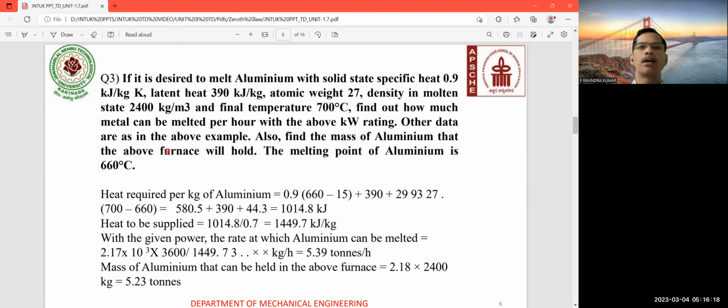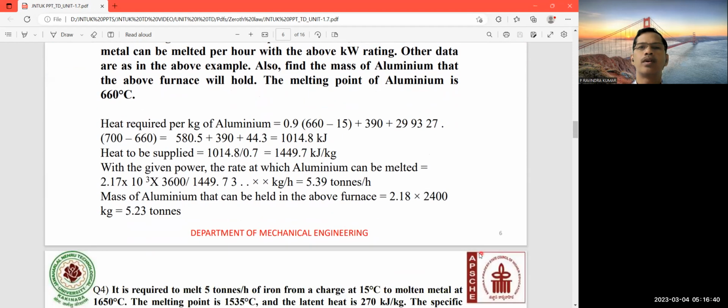Other data are as in the example. Also find the mass of the aluminum that the above furnace will hold. The melting point of the aluminum is 660 degrees centigrade. So now how are you going to carry out this problem? So the heat required to melt, how can you solve this problem?